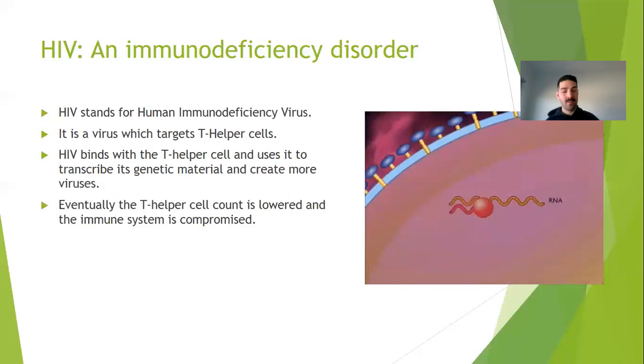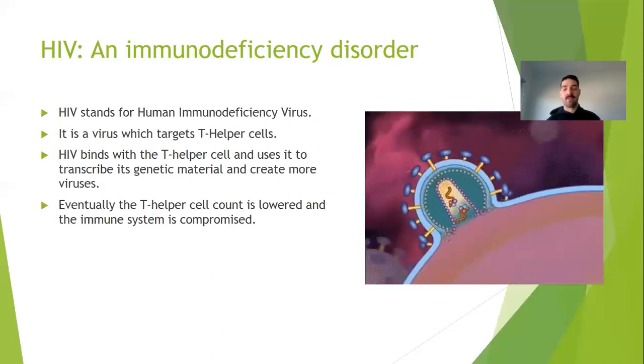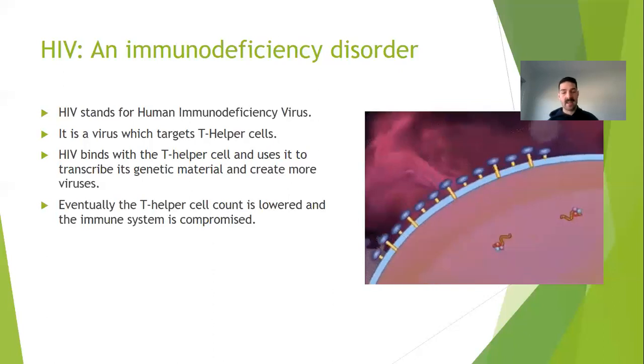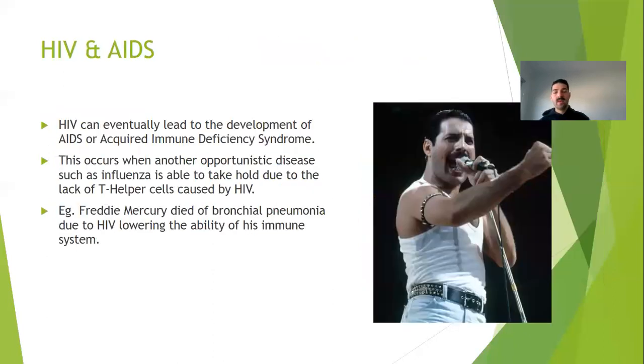You might have heard of AIDS as well. But again, it just means that our immune system is not working effectively because this virus is specifically targeting an immune system cell. People get a little bit confused between HIV and AIDS. HIV is the virus that may eventually lead to AIDS, and AIDS is acquired immune deficiency syndrome. AIDS occurs when some other disease, such as the common flu, is able to take hold because we've got HIV. The T helper cells don't work, and therefore something like the common flu, which normally can be dealt with, takes over, and that can then obviously cause death, and that's where you would die of AIDS.